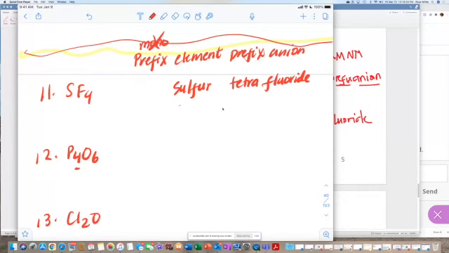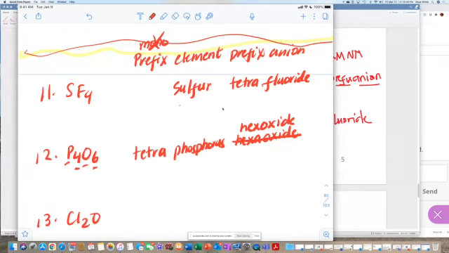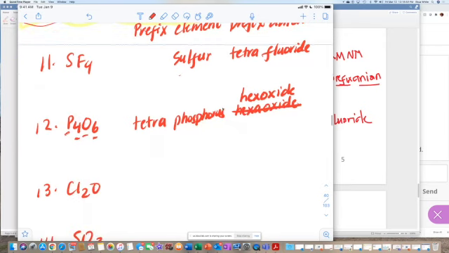Second one, this is not 1, this is 4. So tetra for my prefix. Phosphorus for my element. That's P. Hexa. Oh, because you see, I have oxygen here. So hexa oxide, which gets rewritten as hexoxide, because remember, hexa, the A and the O get consolidated. Because hexa stands for 6: 4 phosphorus, 6 oxides. Okay, next one.